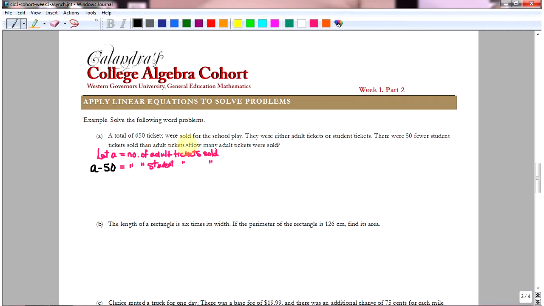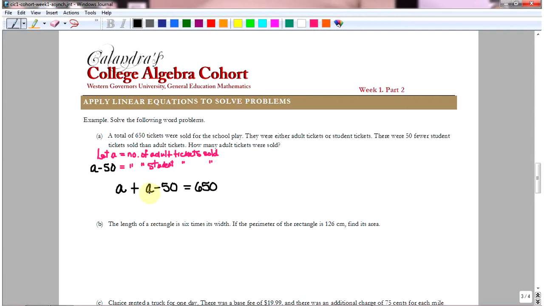Now, since we're trying to figure out how many adult tickets were sold, we're not done yet. We have to use the other bit of information we were given, and that's that there were a total of 650 tickets sold. So if I take the number of adult tickets and add to it the number of student tickets sold, what should that equal? It should equal the total of 650 tickets.